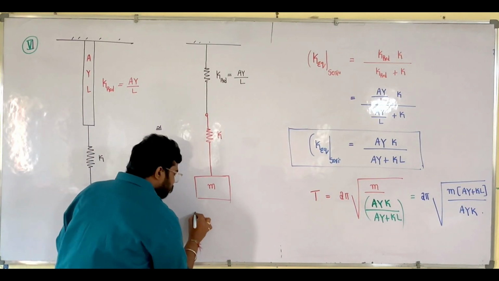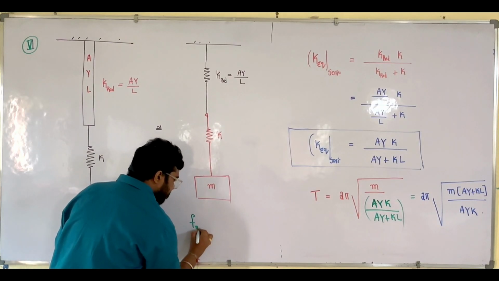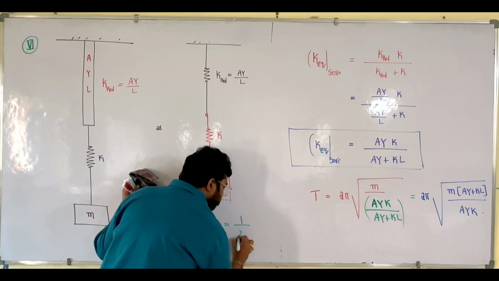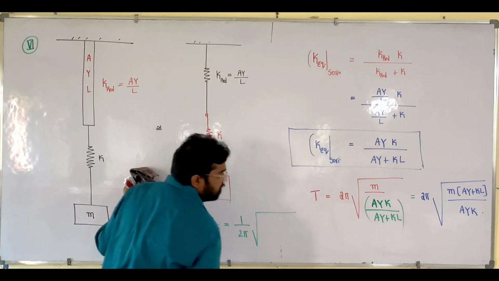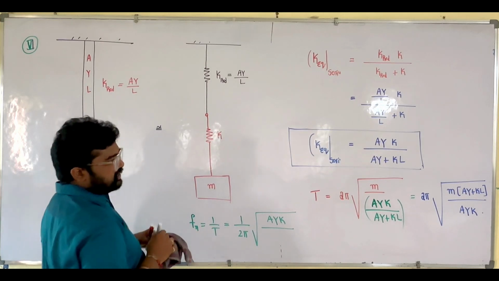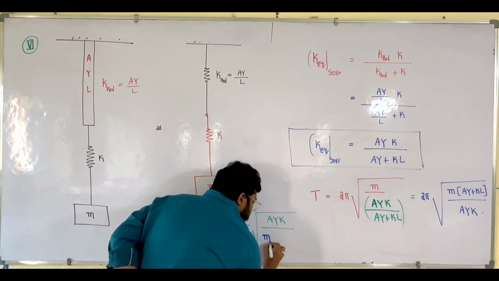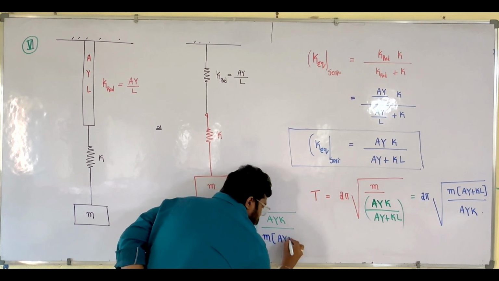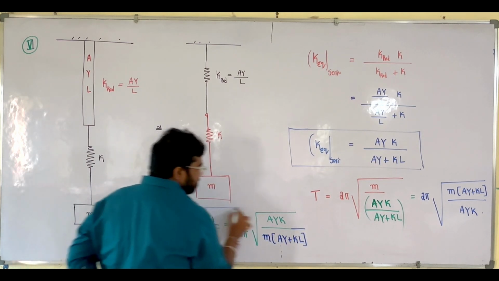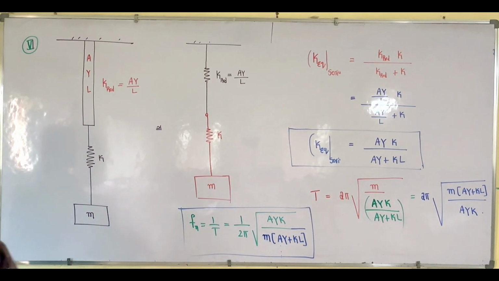What is the frequency of oscillation? 1 by T equals 1 by 2 pi square root of A Y K by M into (A Y plus K L). Clear?